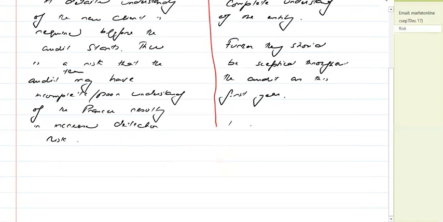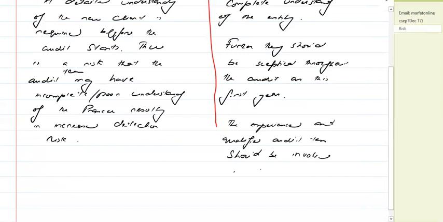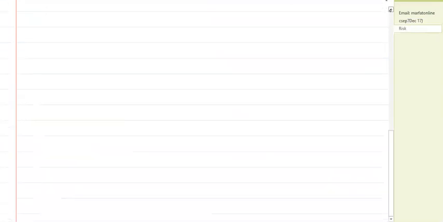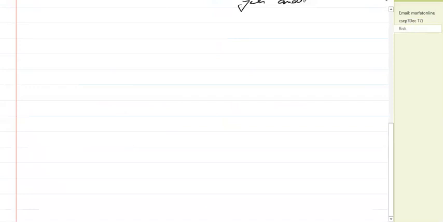The experienced and qualified audit team should be involved in the first year audit. Now, this is the first risk we have written. Now we'll be writing the other.